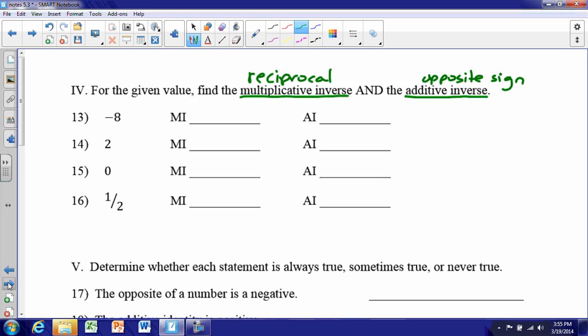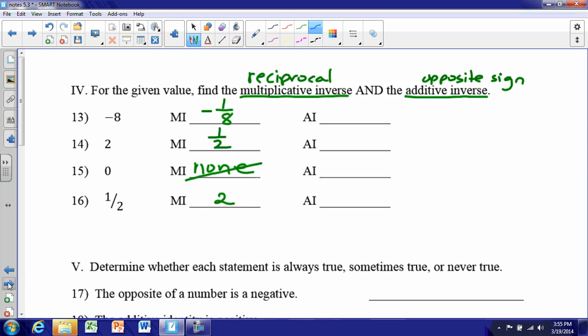So the reciprocal of negative 8 is negative 1 over 8. The reciprocal of 2 is 1 over 2. However, the reciprocal of 0 does not exist. There isn't one. So you can either cross it out or even better, just say there's none. And then the reciprocal of 1 over 2 is 2 over 1 or just 2.